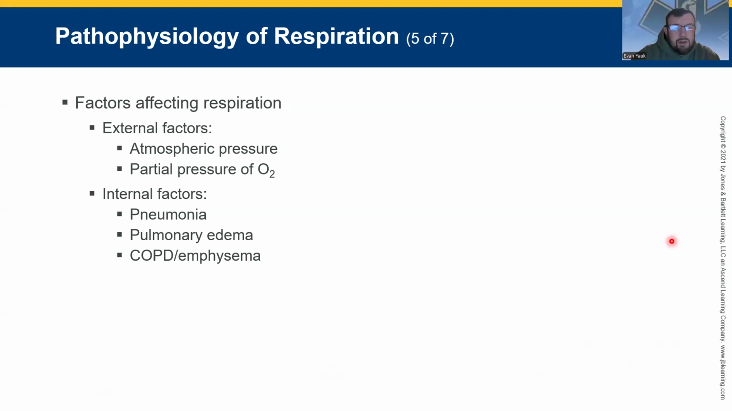Some of the internal factors are pneumonia, pulmonary edema, COPD, or emphysema. So there's already damage to those alveoli, or those alveoli are surrounded by fluids. Your airway, your bronchioles are full of just junk and mucus membranes, and the air is not actually passing through them like it's supposed to.